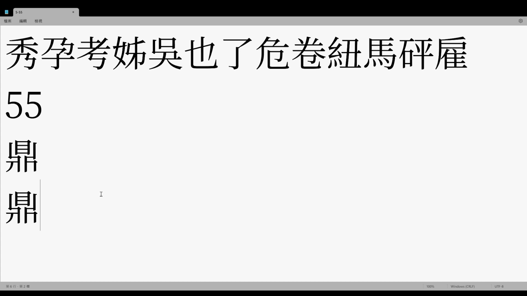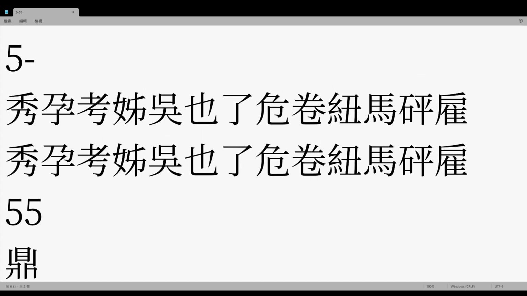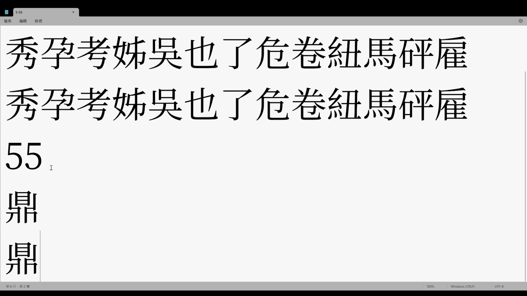The 5 middle key. We have 5 fundamental key, and we also have 5 5. They all belong to letter G on your keyboard.